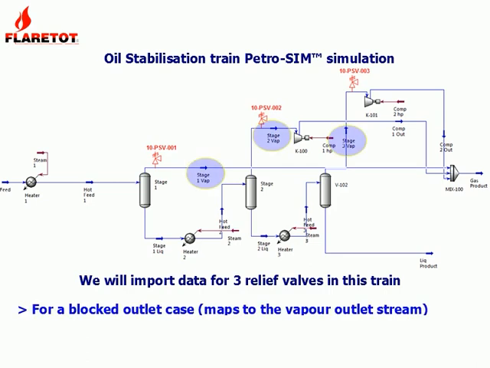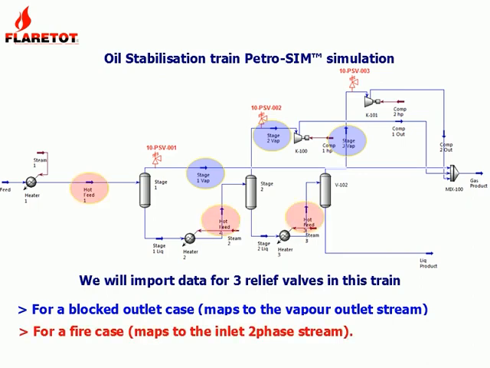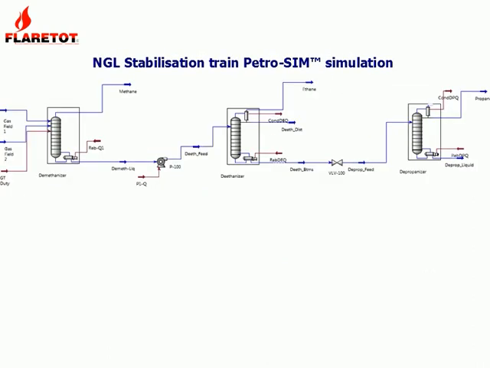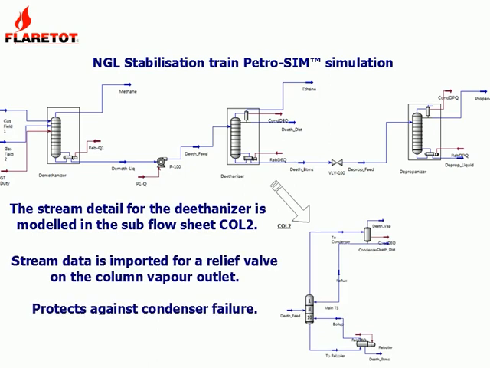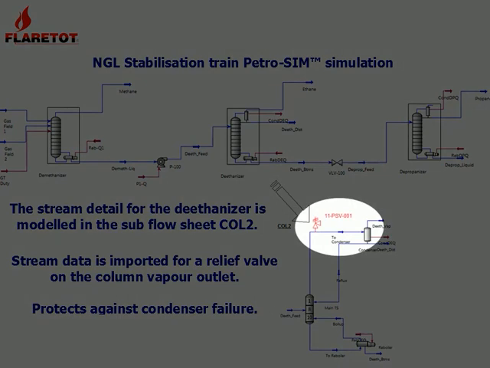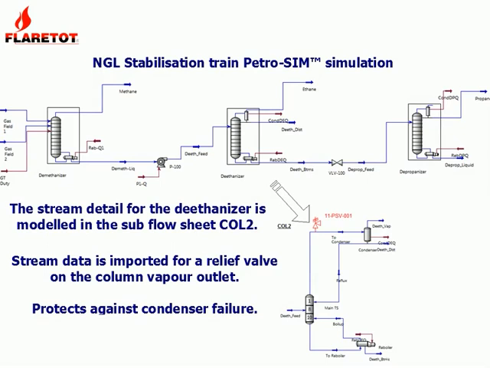First, the blocked outlet sizing case data is linked to the vapor outlet stream in the simulation. Then, the fire case is linked to the inlet two-phase stream for composite vessel fluid properties. Only one case is demonstrated, for the deethanizer, in the NGL stabilization train. The stream detail is located in the subflow sheet, COL2. The relief case data is linked to the column vapor outlet and defines the case for protection against condenser failure.